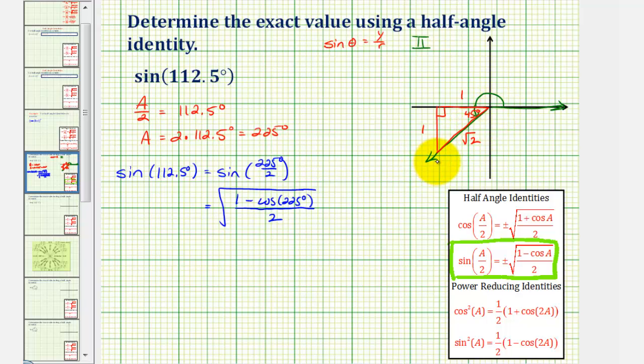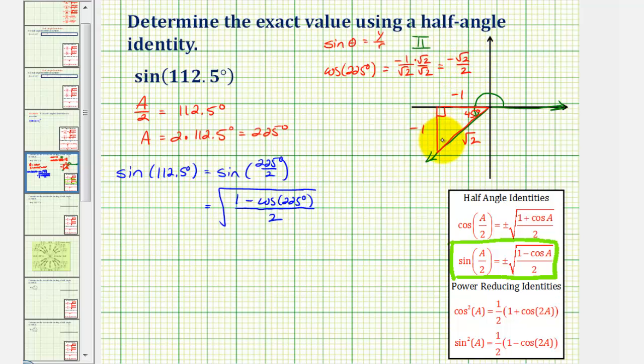But because we're in the third quadrant where both the x and y coordinates are negative, this would be negative 1, and so would this. Now using a reference triangle, cosine 225 degrees would be equal to the ratio of the adjacent side to the hypotenuse, or negative 1 divided by square root 2. And of course, if we rationalize this, we'd multiply by the square root of 2 over the square root of 2, which would give us negative square root 2 divided by 2.